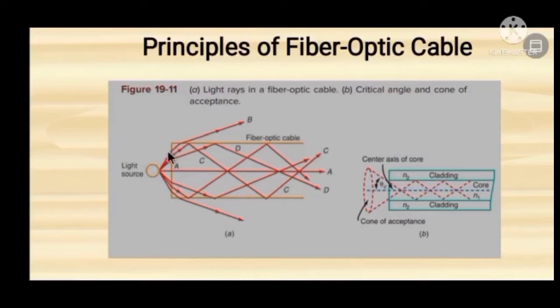Usually, at higher angles, a light beam like this, light beam B, will still be refracted but not enough to be reflected back into the core. So, it is lost in the cladding of the fiber. But below that angle, the light beam will be reflected back to the core and will be transmitted to the end of the fiber cable.